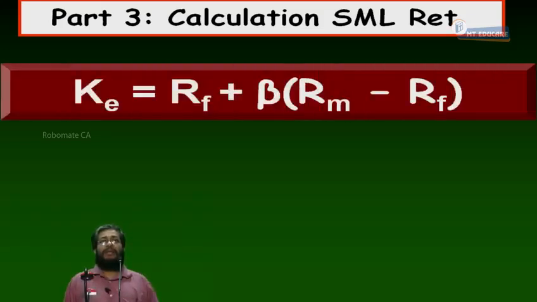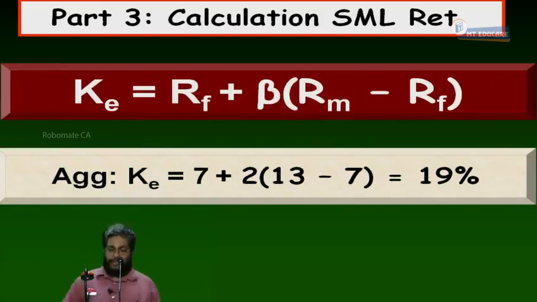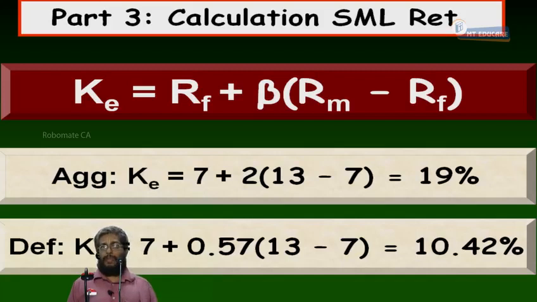Aggressive K is equal to 7 plus 2 into 13 minus 7. 7 is Rf, and Rm is 13, so 13 minus 7. How much percent? 19%. Defensive K is equal to 7 plus 0.57 into 13 minus 7, which is equal to 10.42%.